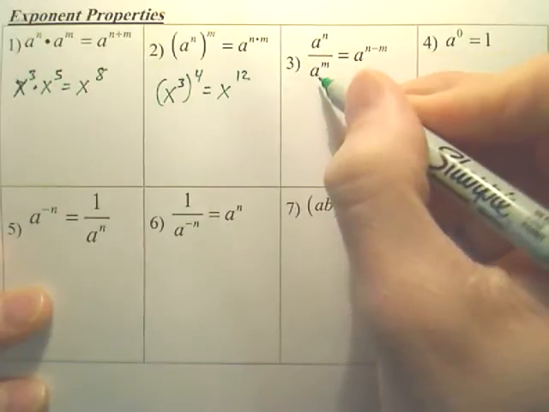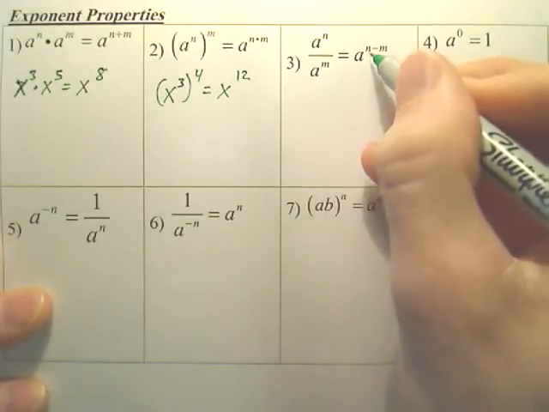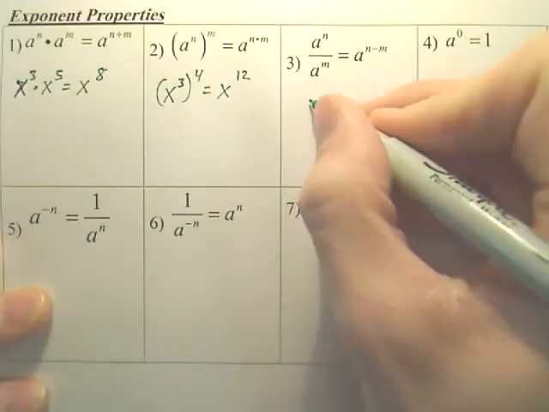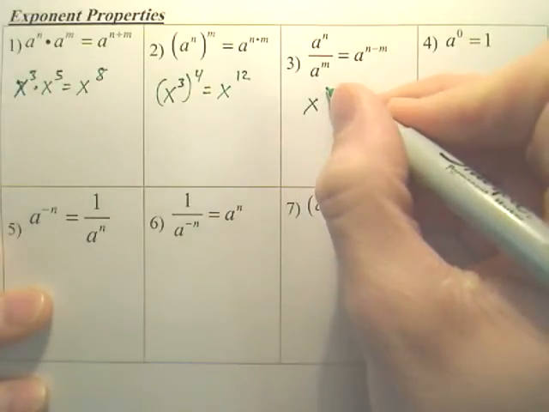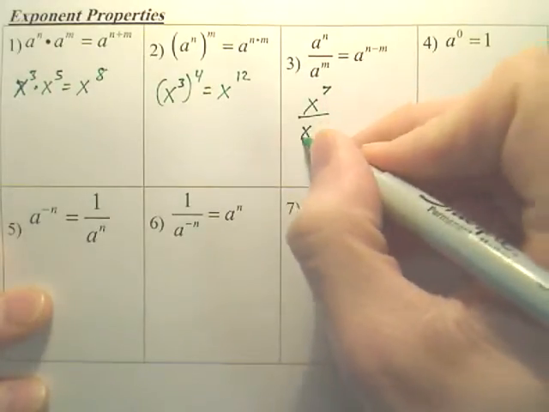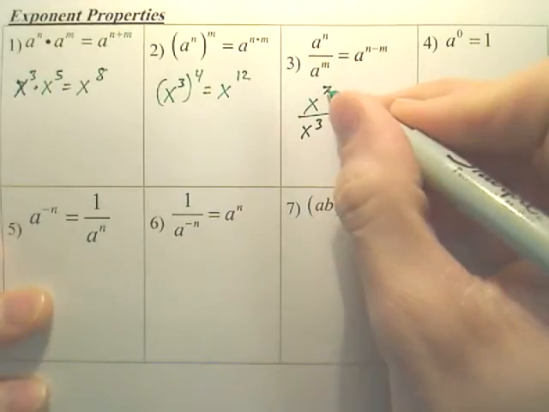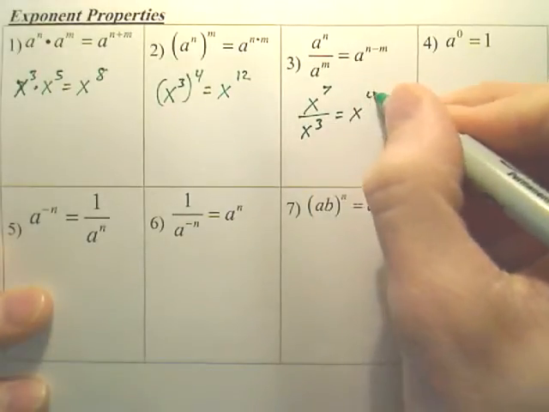If you have a power over a power, what you're going to do is subtract the powers. That would be an example of, say, x to the 7th over x to the 3rd. You're going to take 7 minus 3 and get x to the 4th.